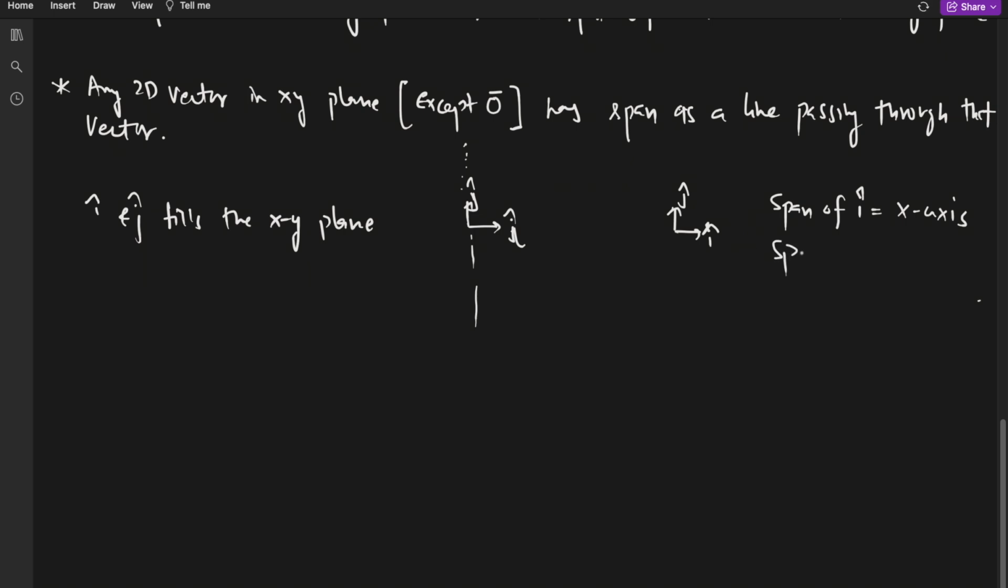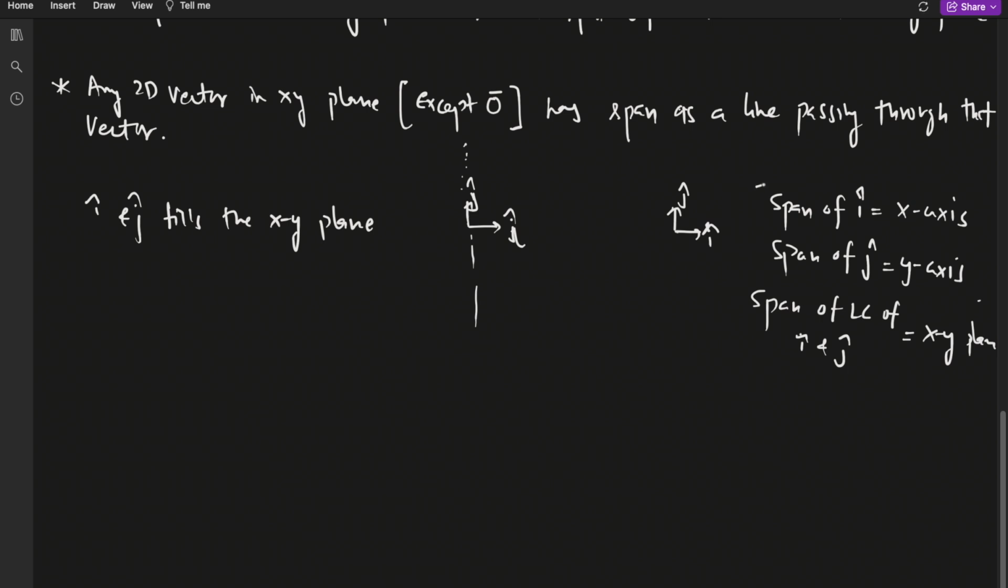And what is the span of j hat? Span of j hat is nothing but the y-axis. And span of the linear combination (LC) of i hat and j hat is the xy plane. So this is very important.